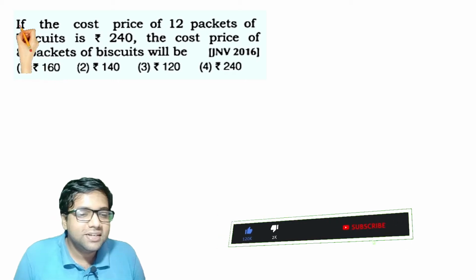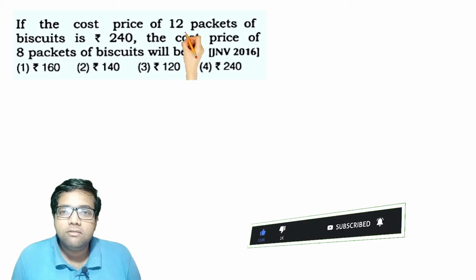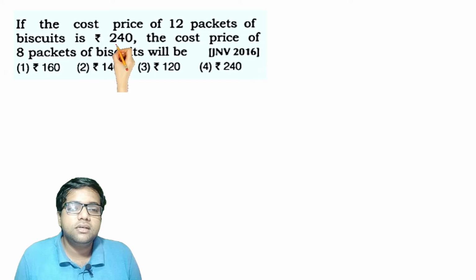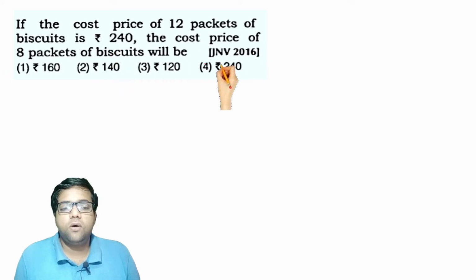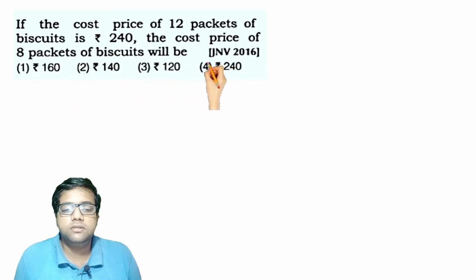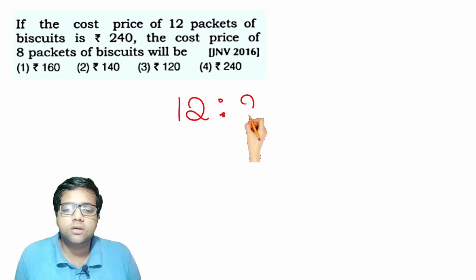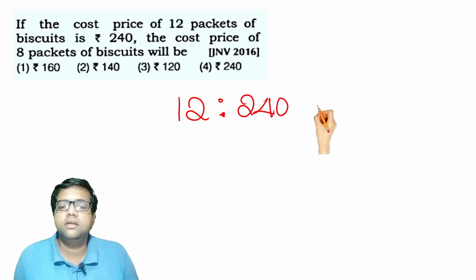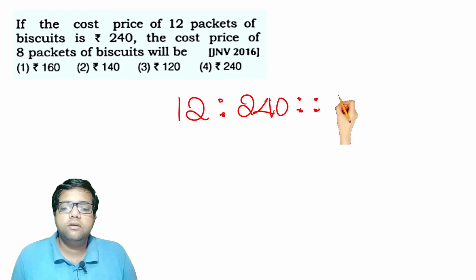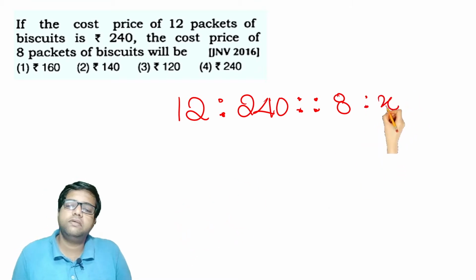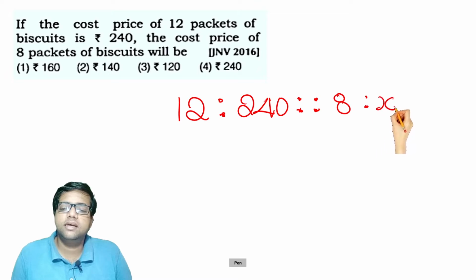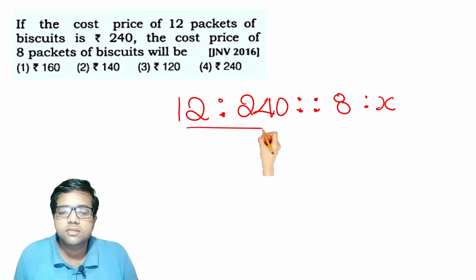Let's get started. If the cost price of 12 packets of biscuits is 240 rupees, what will be the cost price of 8 packets of biscuits? This is a proportion kind of question. For 12 packets, the cost is 240 rupees. In proportion to that, for 8 packets, what is the cost? We don't know the cost, so we will write it as x rupees.